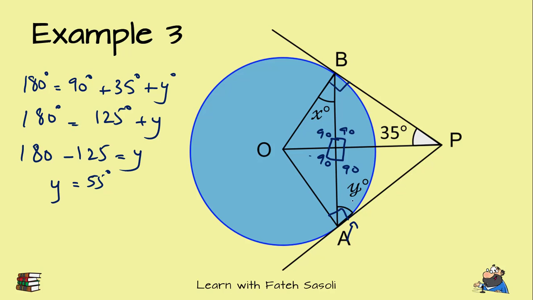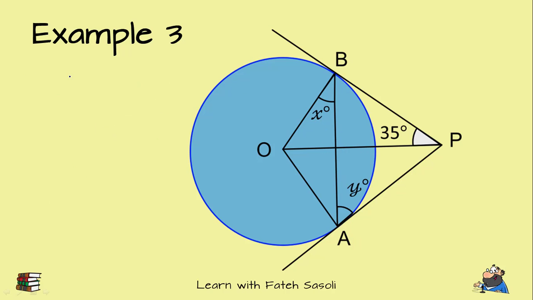Since y was 55 degrees and this angle was also 55 degrees, x is simple now. This complete angle was a 90 degree angle, so 90 degrees minus 55 degrees is equal to 35 degrees.